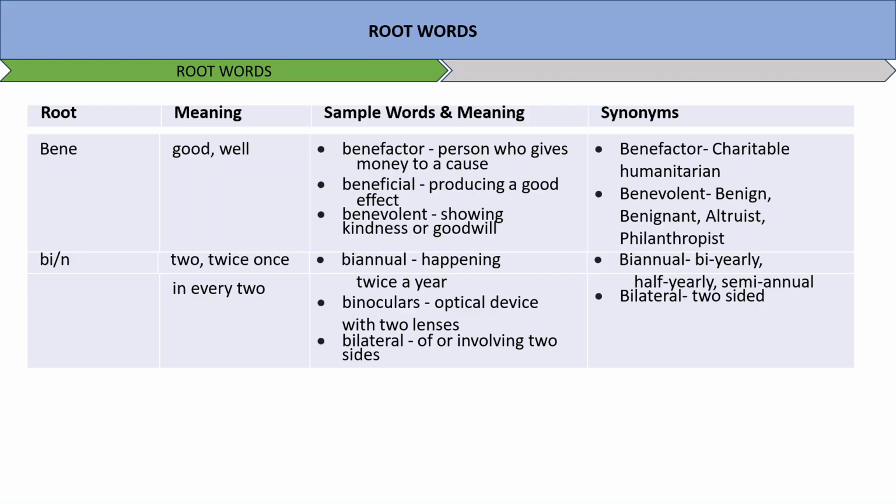Now the synonyms are benefactor, charitable or humanitarian, benevolent, benignant, altruist, philanthropist. For example, Ratan Tata, he was a philanthropist, right? Sir Ratan Tata was a philanthropist. So this way we can use and remember these words. You can also associate these words with some examples and you will remember these words. Now biannual means bi-yearly, twice in a year. Half yearly, semi annual. Bilateral means two sides, is known as bilateral.